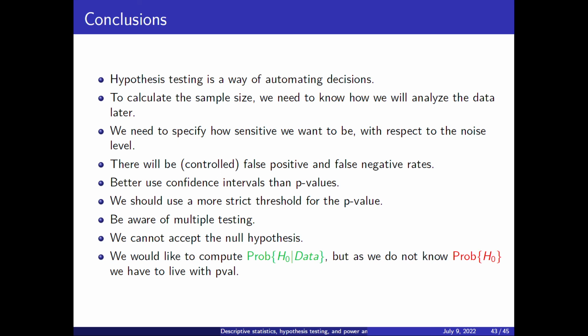And be aware of multiple testing. This is the problem that we had with the drug screening, that your family-wise error of false positive error is much larger than you thought for a single test. And there is a more fundamental problem, that is that we would like to compute the probability of the null hypothesis being true given the data, but for that you need to know an a priori probability of the null hypothesis being true. And because you don't know that, you have to live with the p-value.